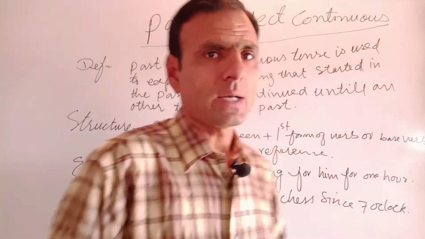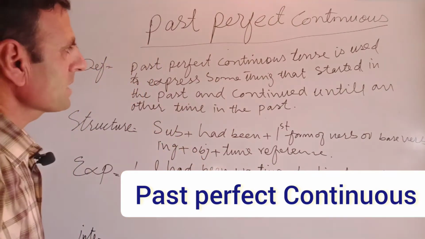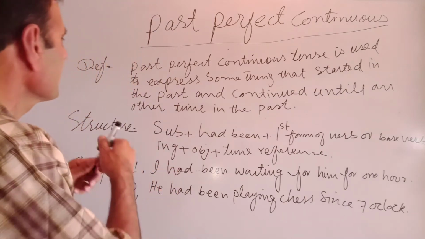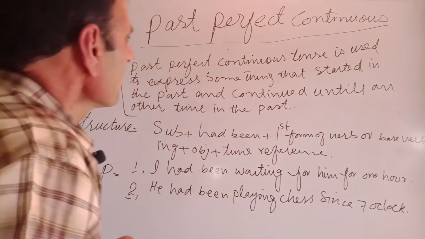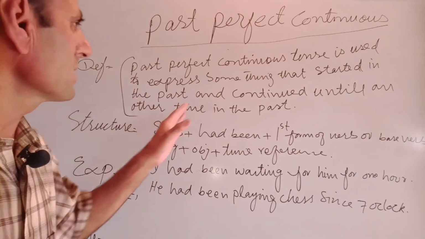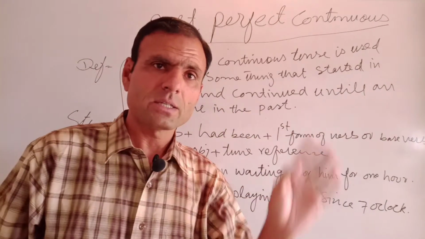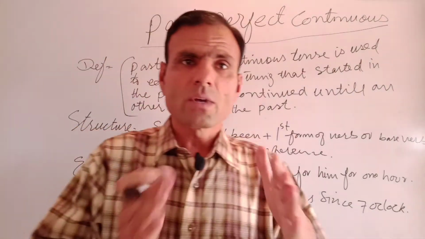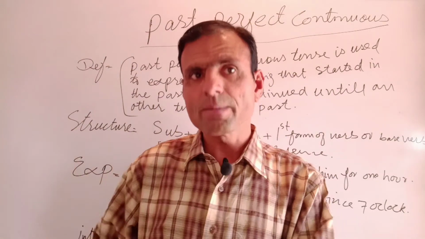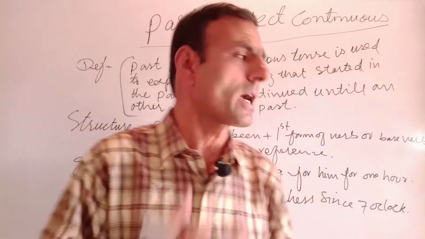Today I want to teach you guys about the past perfect continuous tense. So see here, the definition of the past perfect continuous tense. It is used to express something that started in the past and continued until another time in the past. It means there is a time shown in the past perfect continuous tense: some action has started and continued until some other thing starts.